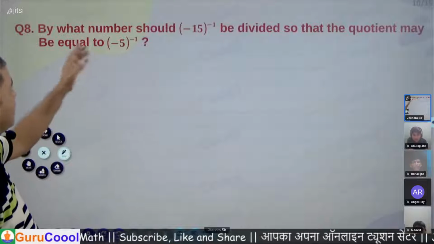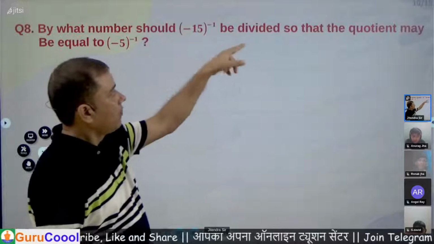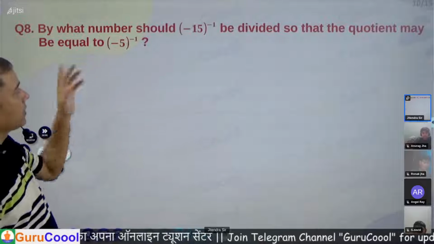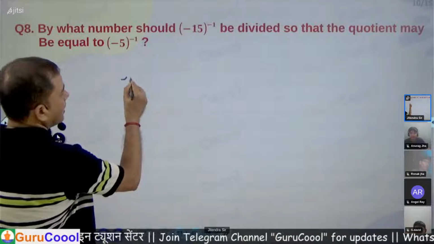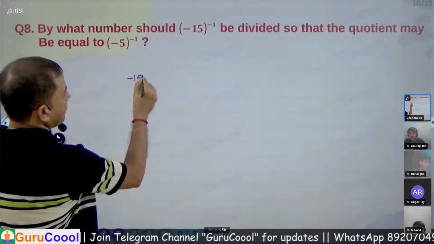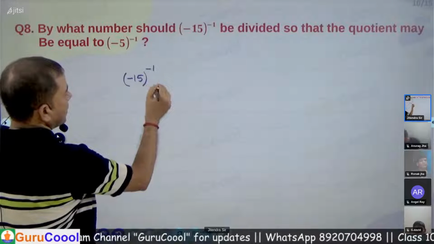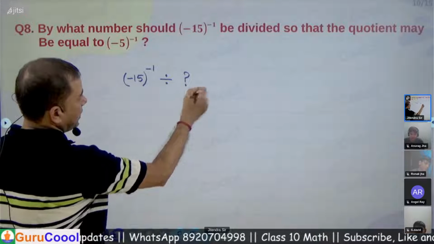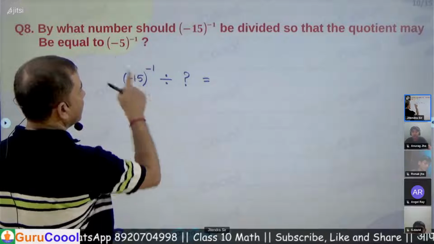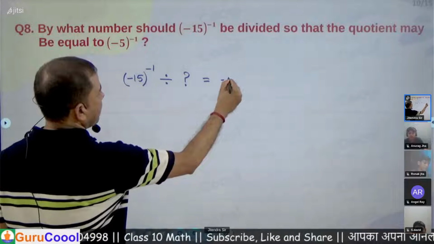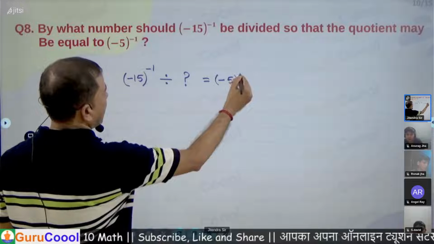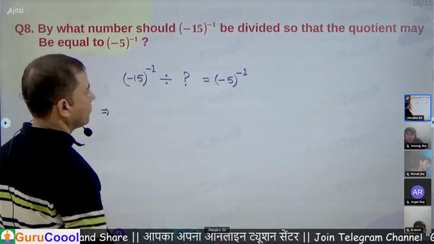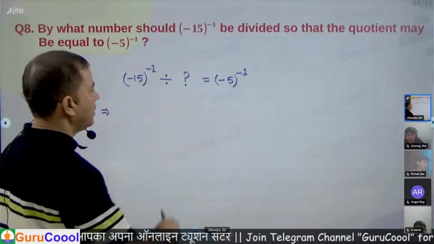Next question says, by what number should this be divided so that the quotient may be equal to this? Minus 15 power minus 1 should be divided by something so that the quotient, means the answer, should be minus 5 power minus 1. How to do this? In place of the missing number, let us take x.